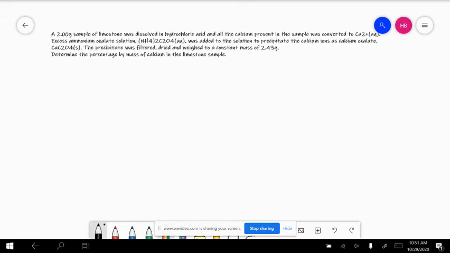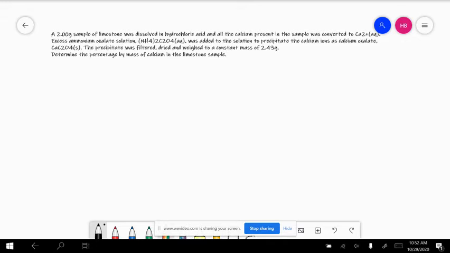Okay, AP Chem, we're going to talk today about gravimetric analysis. This is a lab that we would have done had we been in class, but it's a pretty intricate lab. So unfortunately, you'll have to settle for the demonstration that I did for you.